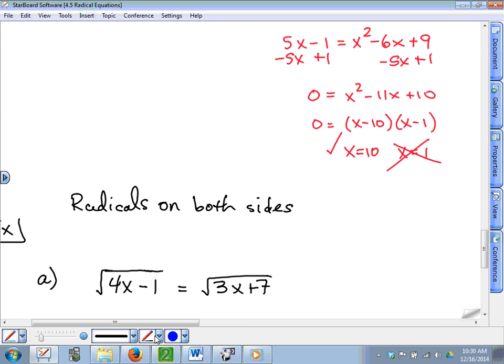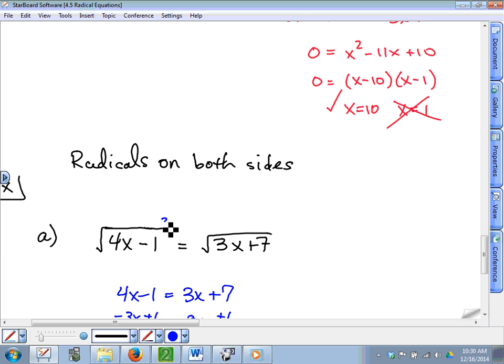So you have the square root of 4x minus 1 equals the square root of 3x plus 7. Yeah, they're both square roots. They both have the same index. If you want to solve for x, it can't be inside of a square root. So what if we just squared both sides? Do you think that would work? If you just square both sides, it gets rid of both square roots. And all you're left solving is a very, very easy equation.